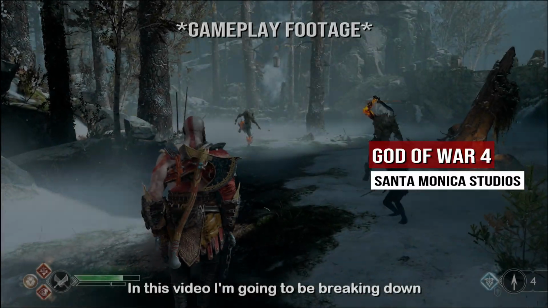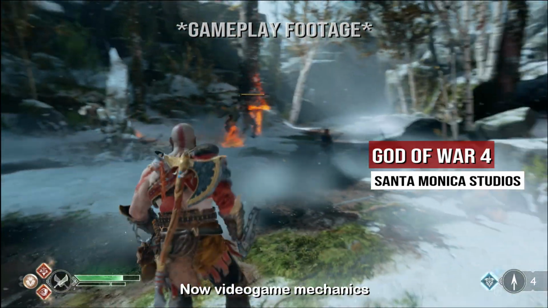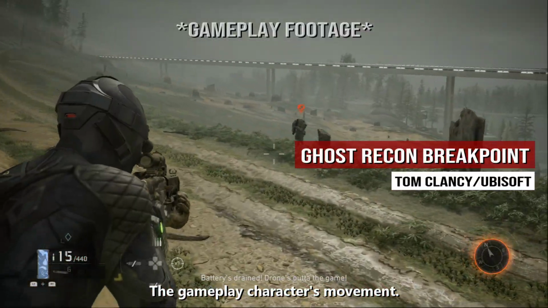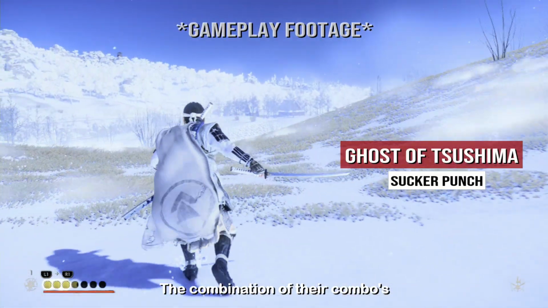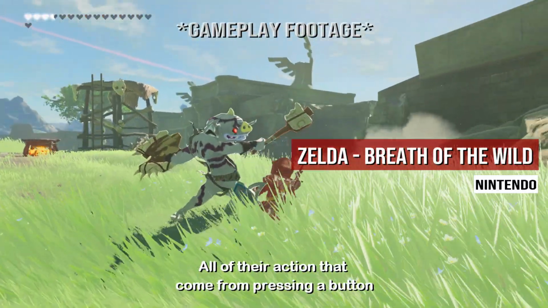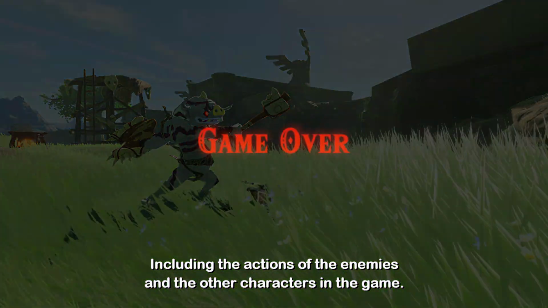In this video, I'm going to be breaking down video game mechanics. Now, video game mechanics is what we say when we're talking about the gameplay, characters' movement. So when you see them walk, run, the combination of their combos, their death, all of their actions that come from pressing a button, including the actions of the enemies and the other characters in the game.